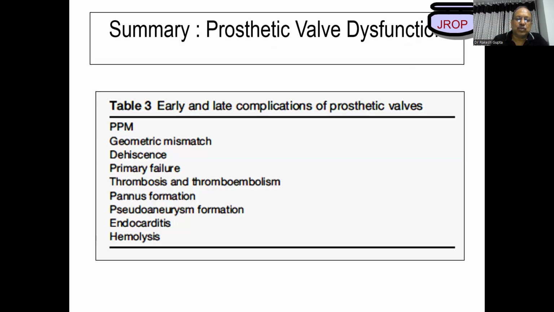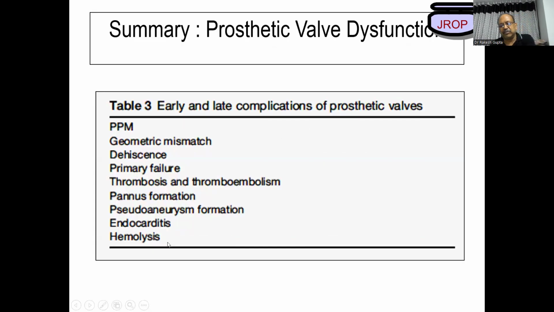In summary, that's what we look for in late complications: PPM, geometric mismatch, dyspnea, primary failure, thrombosis and thromboembolism, pannus formation, pseudoaneurysm, very rare but it does happen, endocarditis, and hemolysis.